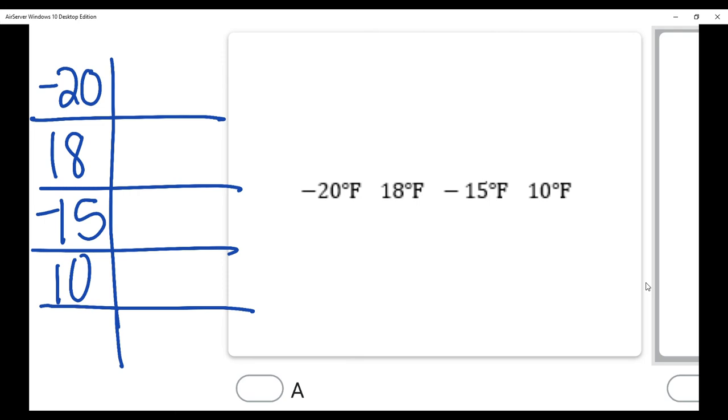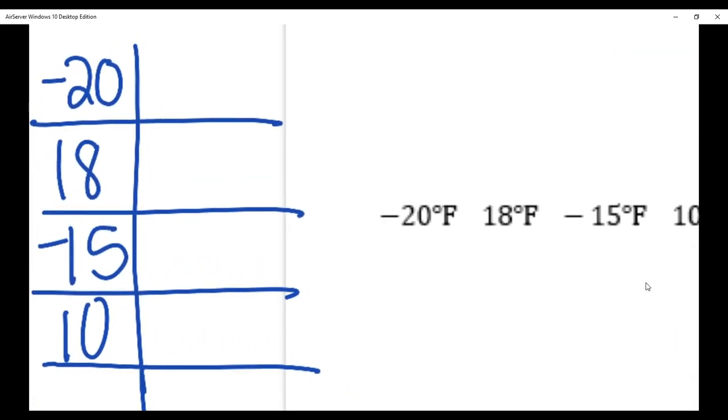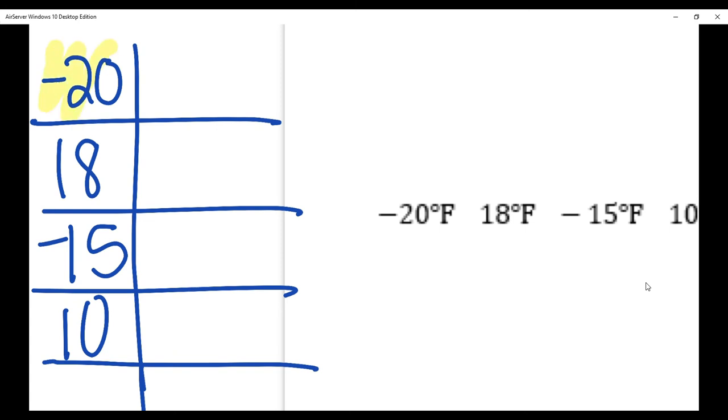So now I just have to order. Again, I'm going from least to greatest, so I know that negatives go first. Negatives are going to be my coldest. They're farther to the left. So my 2 negatives are these. I have to flip my brain because I'm thinking, okay, the one farthest away from 0, more to the left, is the less one, which is actually -20.